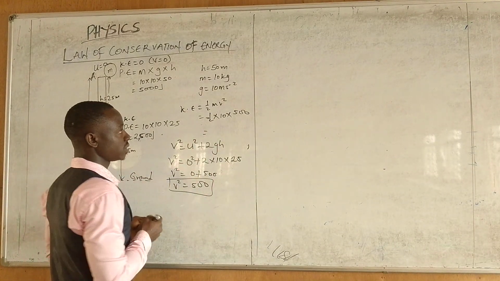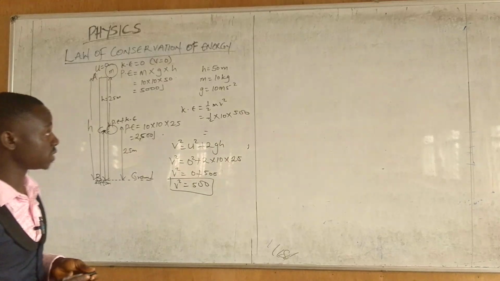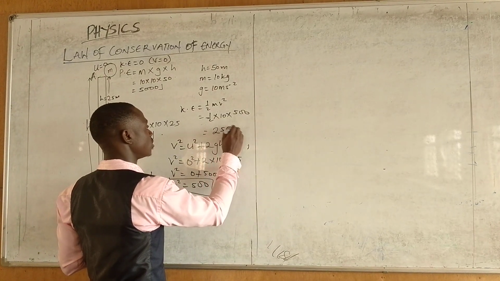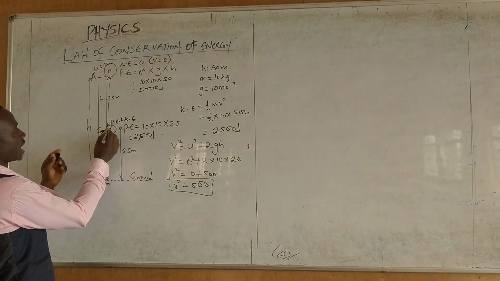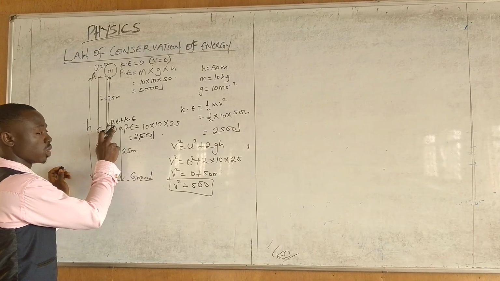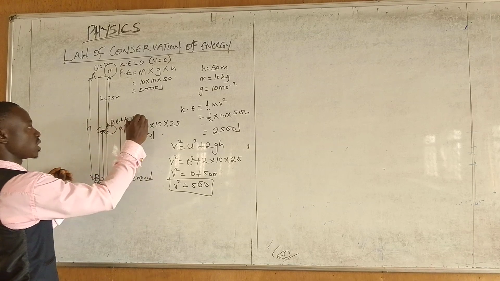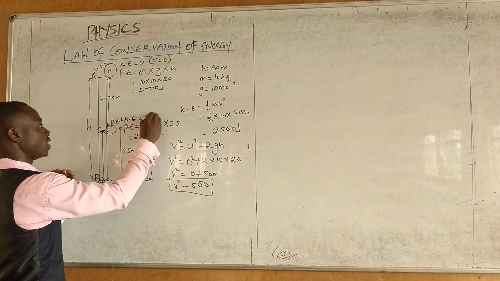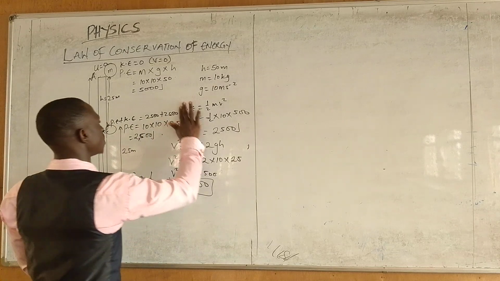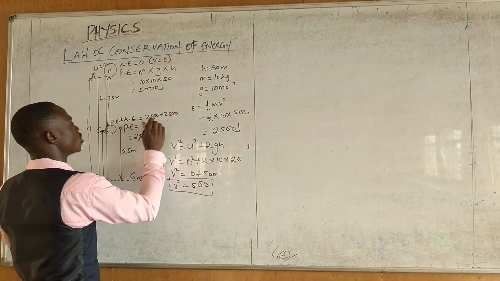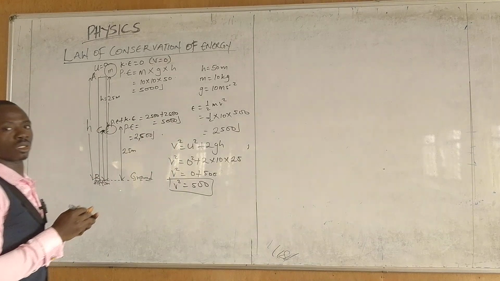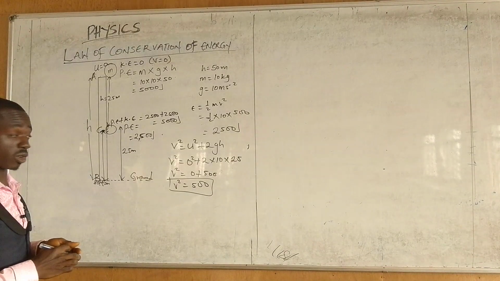Half times 10 times 500. That's 2,500 joules. So you can see that the kinetic energy here is 2,500 joules, and the potential energy is also 2,500 joules. So what is now the total energy? That's 2,500 plus 2,500, and the total energy is equal to 5,000 joules. You can see how we prove the principle of conservation of energy.